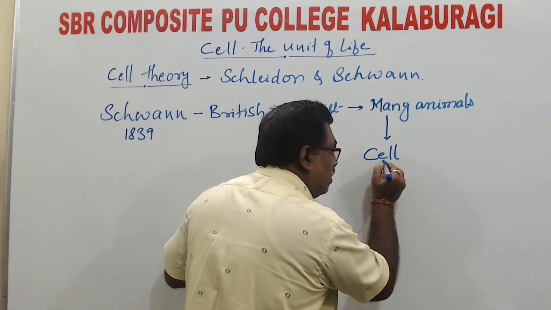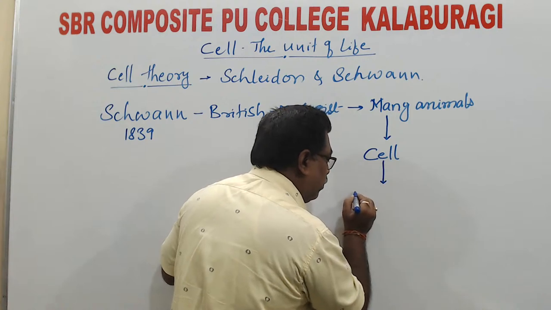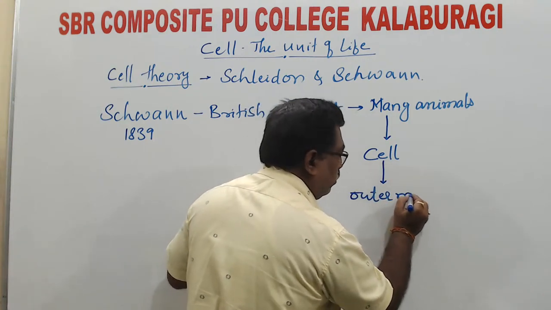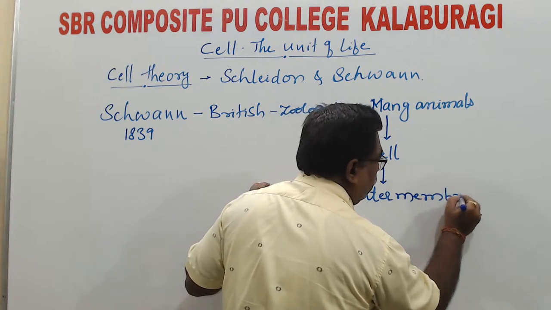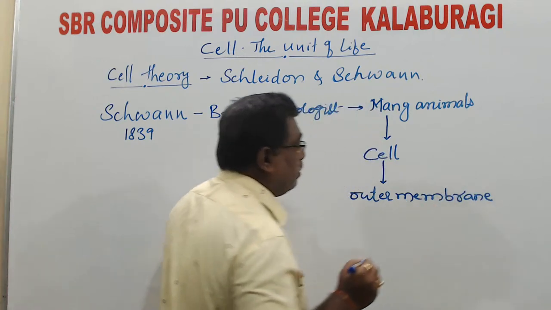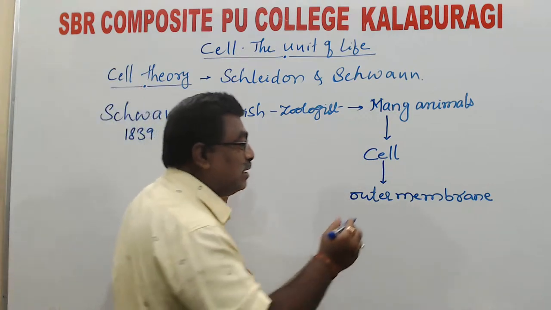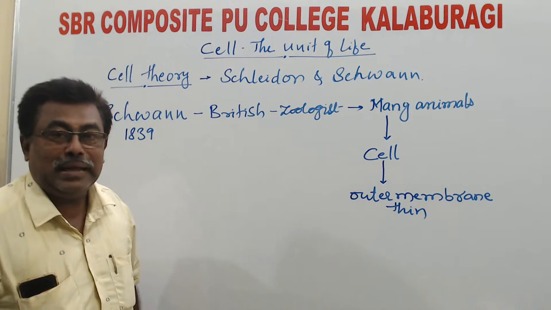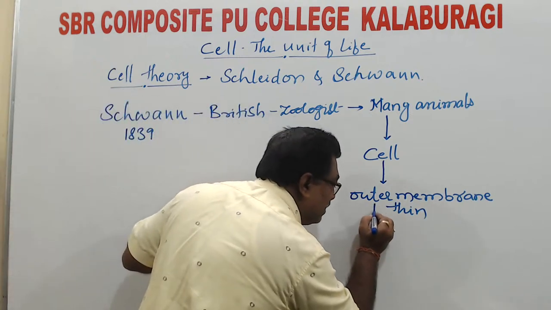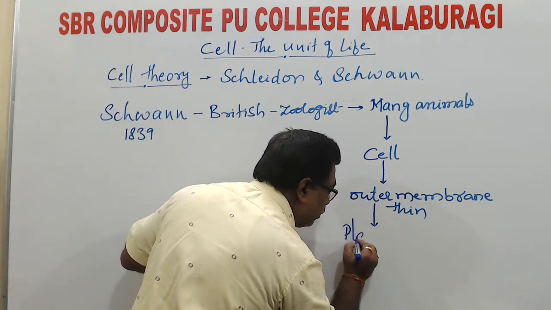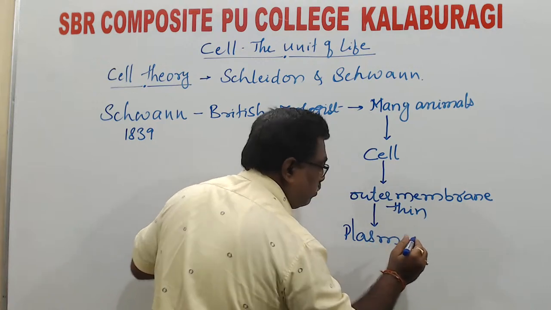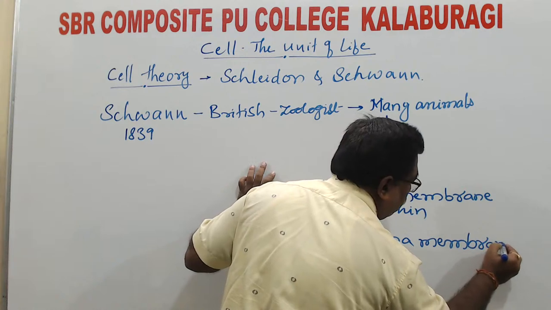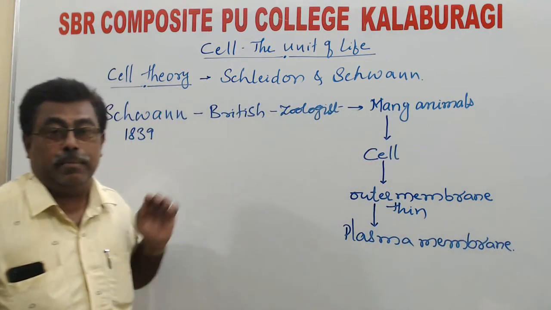And in this animal cell, the outer membrane is thin. Then he called this a plasma membrane.